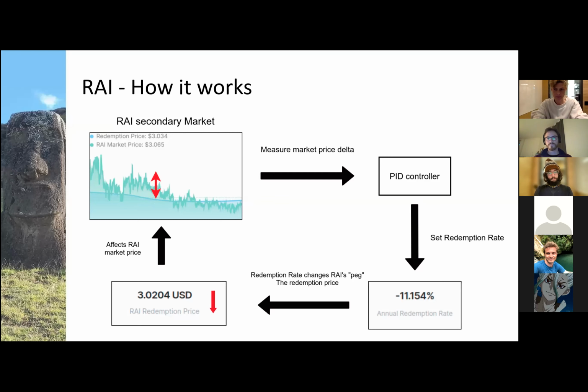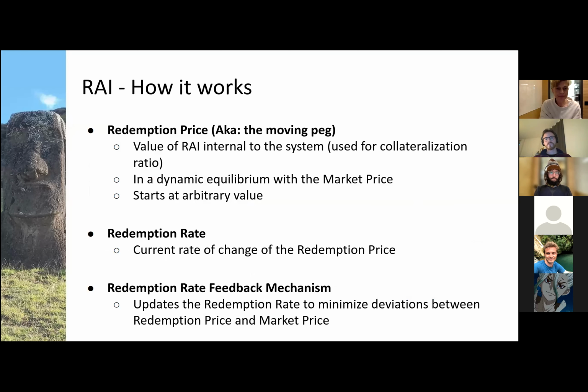Is the redemption price the price at which RAI can be redeemed from the system? Yes, correct. Okay, I will get to it. Okay, got it. So let's redefine the terms again. The redemption price, aka the moving peg, is the internal value of RAI in the system. So as you already brought up, it is the price that will be used to mint and repay RAI debt.